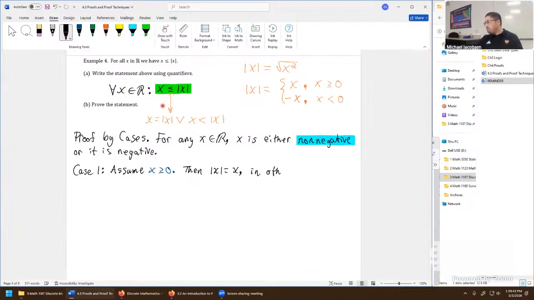In other words, we wrote x equals the absolute value of x already, but this is just a different order. So we can relate it back to the original inequality. Implies automatically x is less than or equal to the absolute value of x, and our work is done on that. We assume non-negativity, and we arrived at the inequality we want to show at the onset.